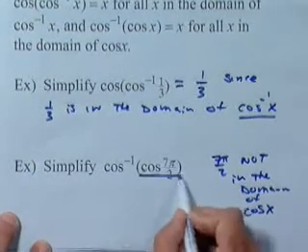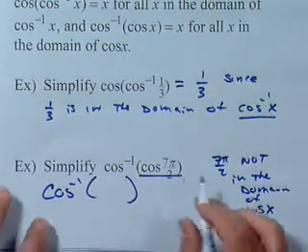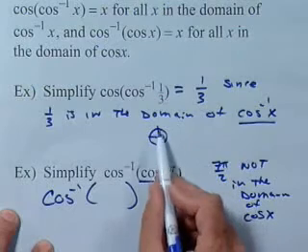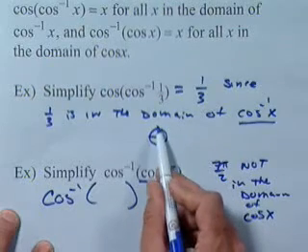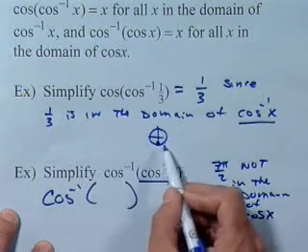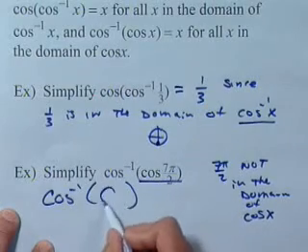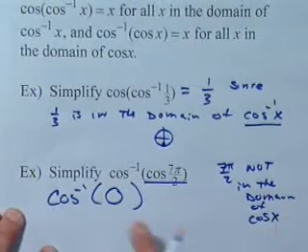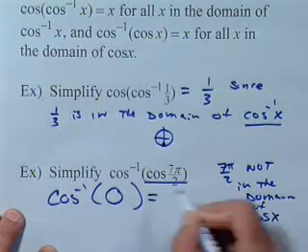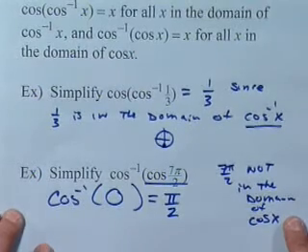Well, let's figure out what the cosine of 7 pi halves is. Cosine of 7 pi halves, if we look at a circle, we've got 1 pi halves, 3 pi halves, 5 pi halves, 7 pi halves is here. So the cosine of 7 pi halves is 0. So this simplifies to arc cosine of 0. Okay. Now, what is the angle whose cosine is 0? Well, on the interval 0 to pi, the only possible angle is pi halves.